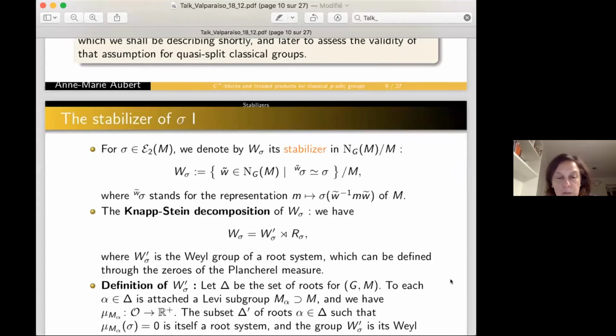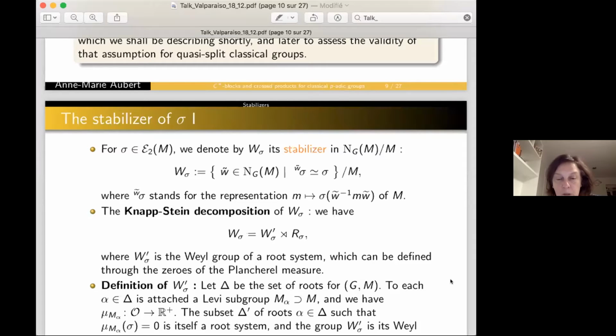So first, it really follows the same idea as we are more familiar with in the case of Bernstein, in the case where the representations of M are not discrete series but supercuspidal representations. So we consider the stabilizer of the representation sigma. We start with a square integrable representation sigma of M, and consider the elements in the normalizer of the Levi which fix the representation, divided by the Levi. So this group W sigma is finite, and it's almost a Weyl group, as proved by Knapp-Stein many years ago.